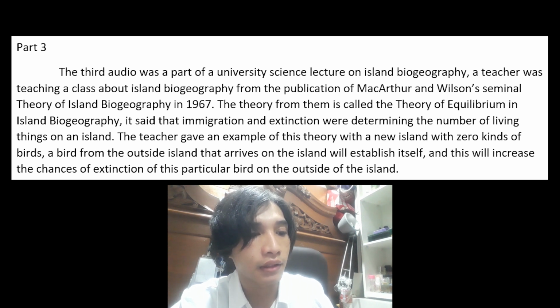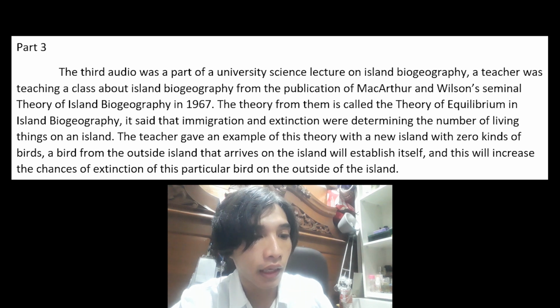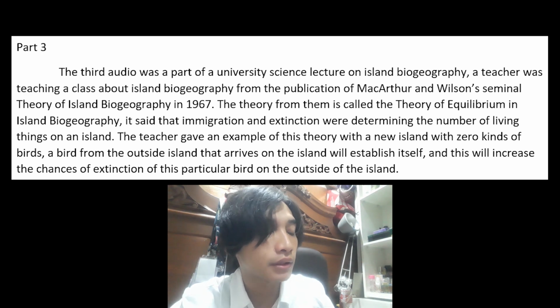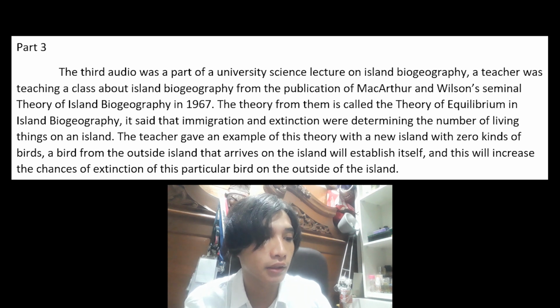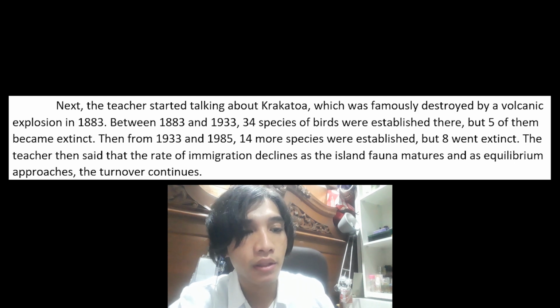The teacher gave an example of this theory with a new island with 0 kinds of birds. A bird from the outside island that arrived on the island will establish itself, and this will increase the chances of extinction of this particular bird on the outside island. Next, the teacher started talking about Krakatoa, which was famously destroyed by a volcanic explosion in 1883. Between 1883 and 1933, 34 species of birds were established there, but 5 of them became extinct.